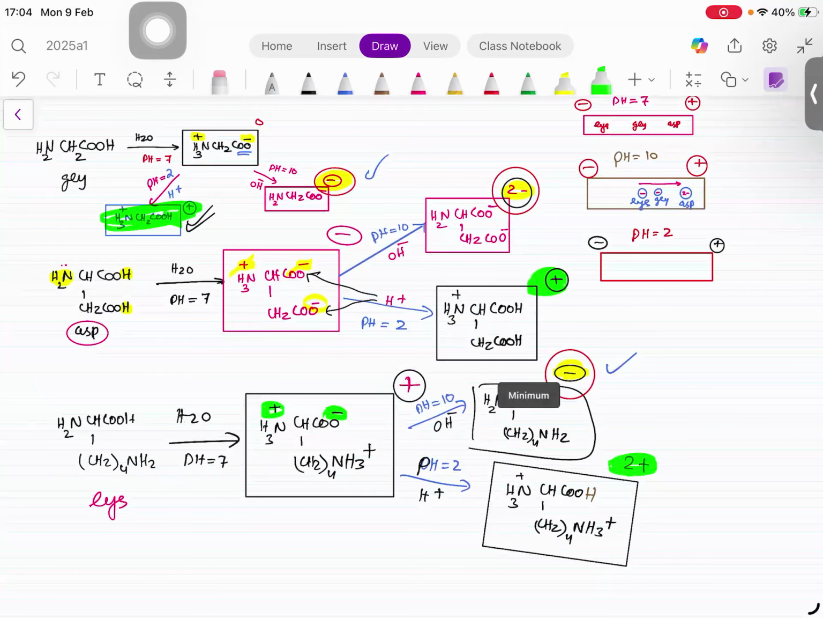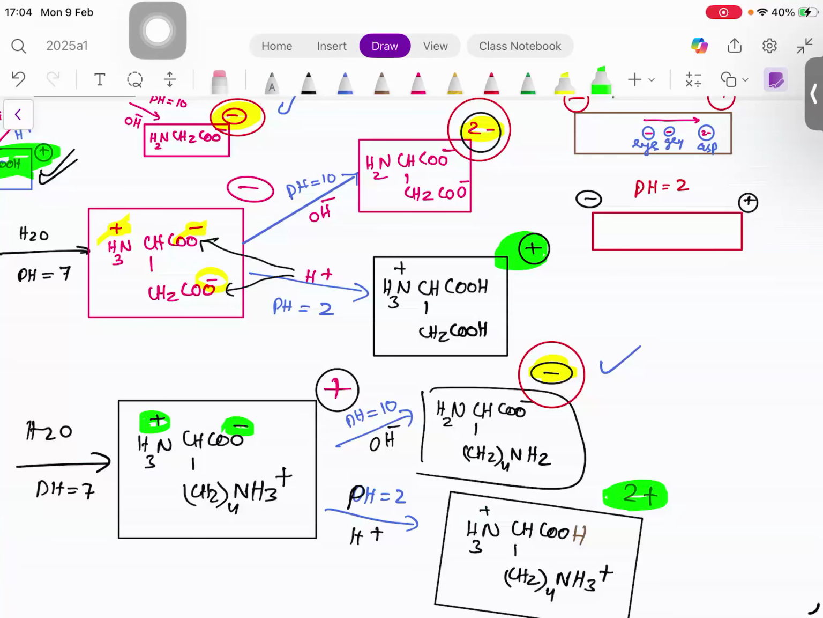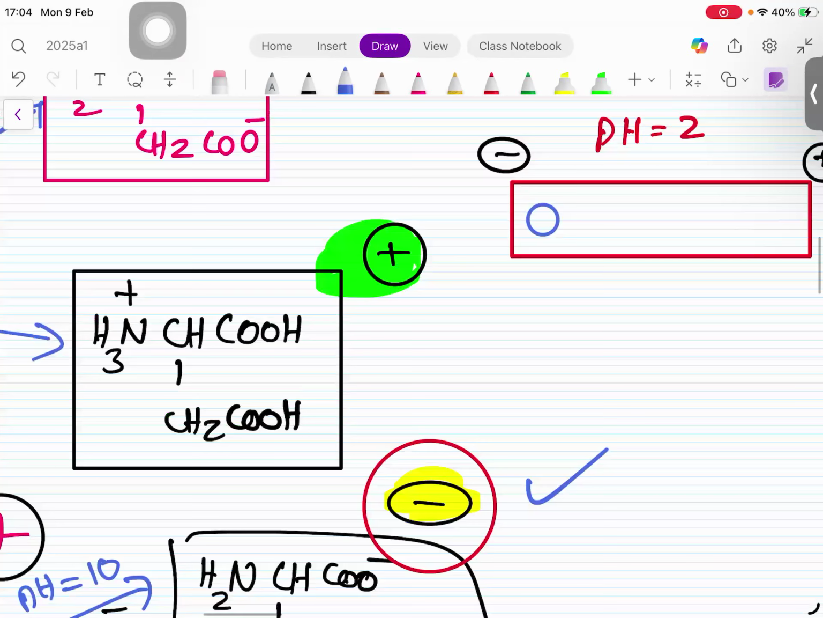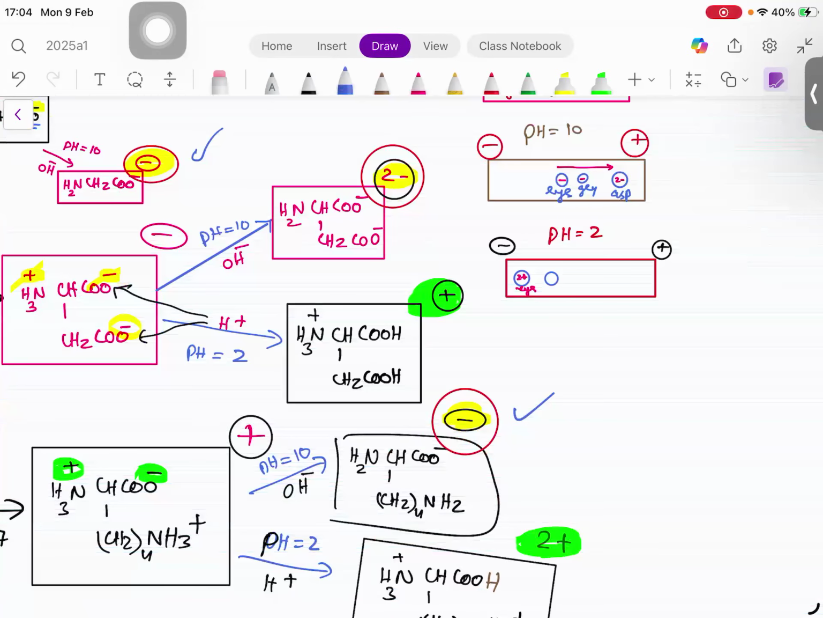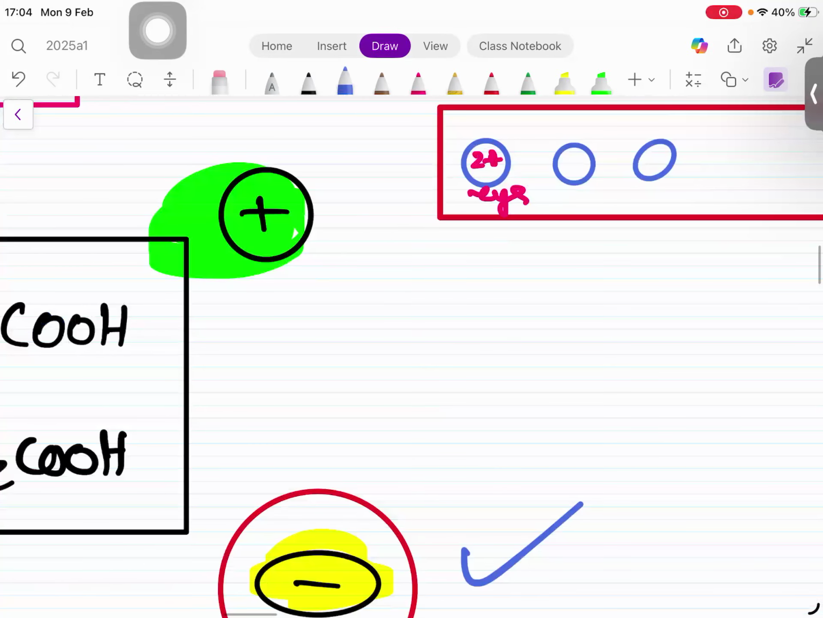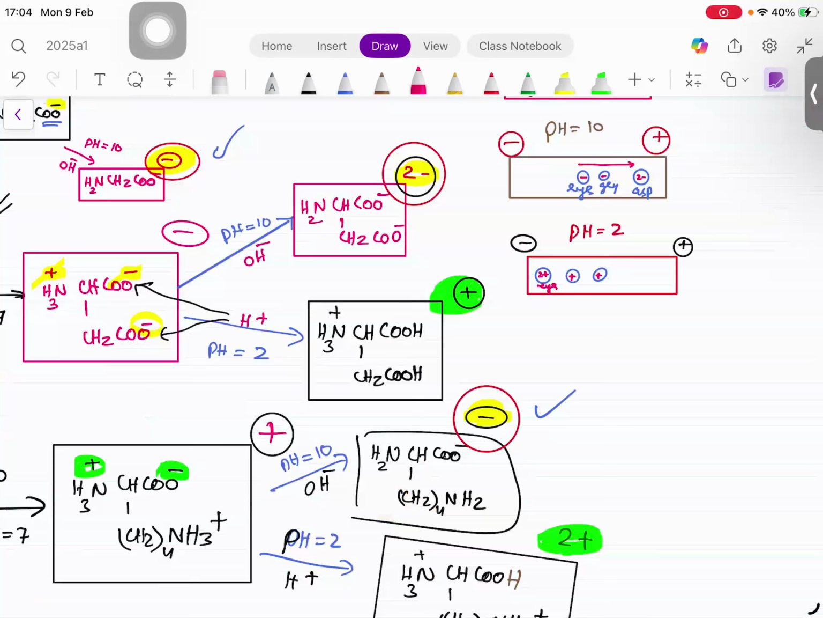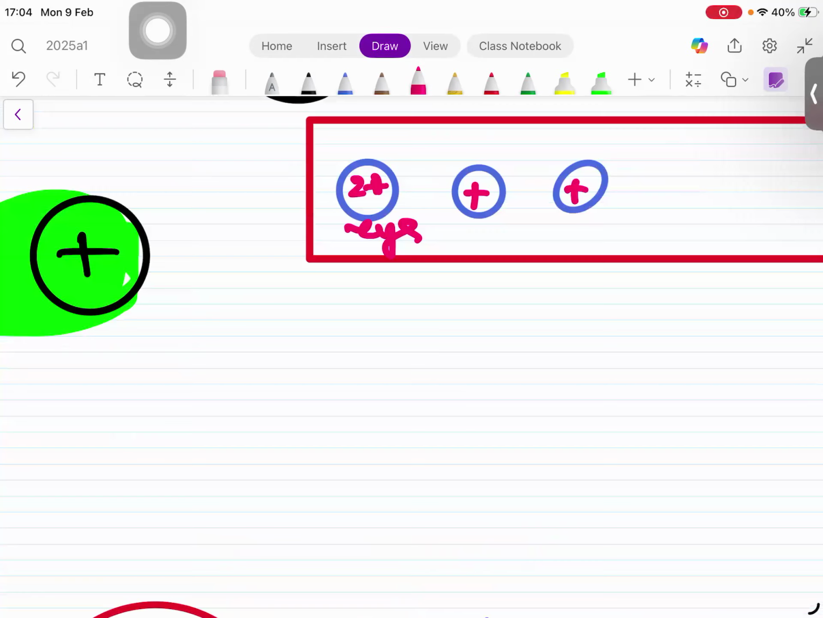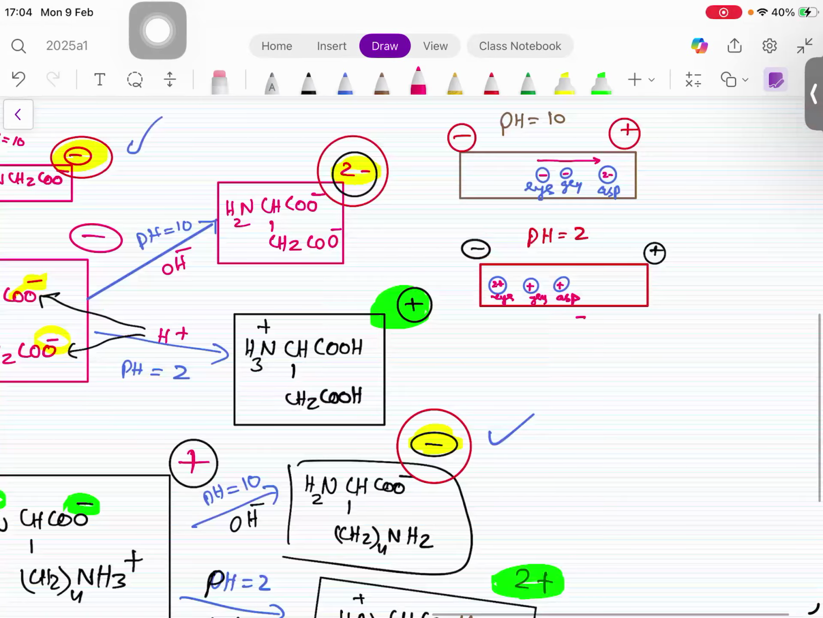So who will be ahead? The 2 positive one. That is what? Lysine. Okay. That is 2 positive, and that will be the head. Who will be behind? Both are positive. After lysine, both are positive. But glycine has less MR as compared to ASP. So ASP will be behind. All three move in the same direction, but they move like this, right?